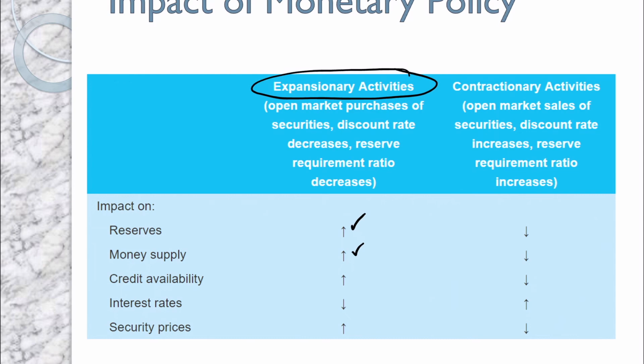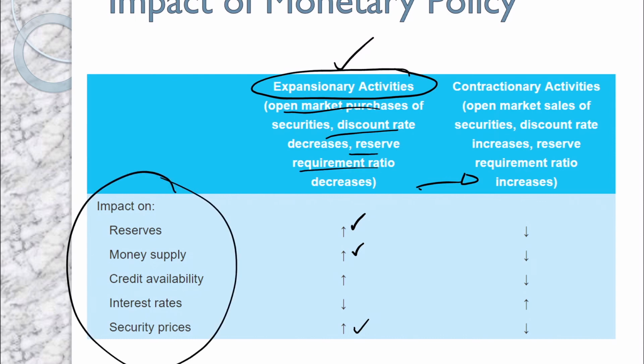Credit availability would also go up because there's more funds to lend previous to the money supply. Interest rates would actually go down when you have open market purchases, when you decrease the discount rate, and when the reserve requirement ratio decreases. And as a result, security prices should go up because there's more investment by businesses. Okay, so vice versa then would be contractionary activities. Make sure you have a thorough understanding of how these expansionary activities, the open market purchases, the discount rate decreases, and the reserve requirement ratio decreases, what type of impact they have on these 5 different categories.